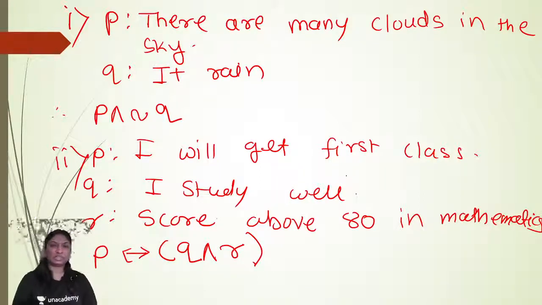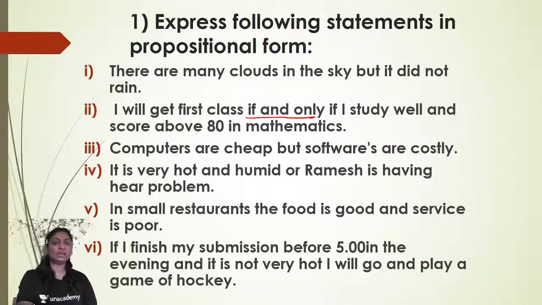I will get a first class. I study well, score above 80 in mathematics. So after reading this we will get immediately: I will get a first class if and only if I study well and score above 80 in mathematics. Okay. Now, third statement you can see here: computers are cheap but softwares are costly.